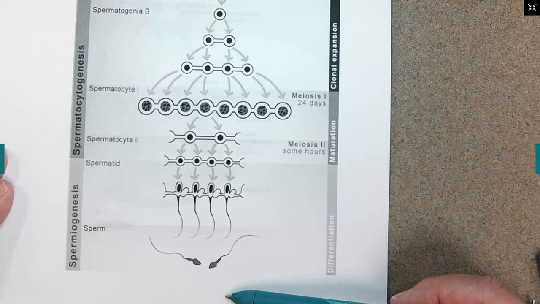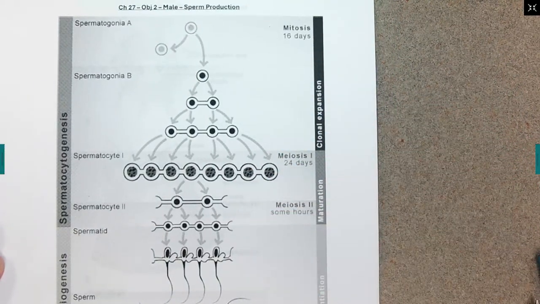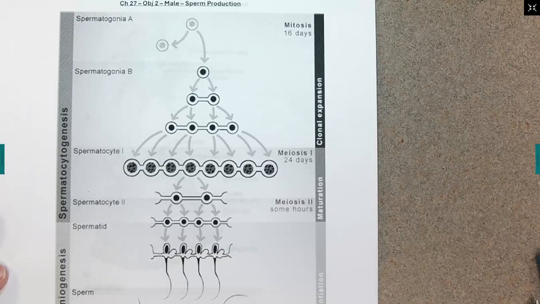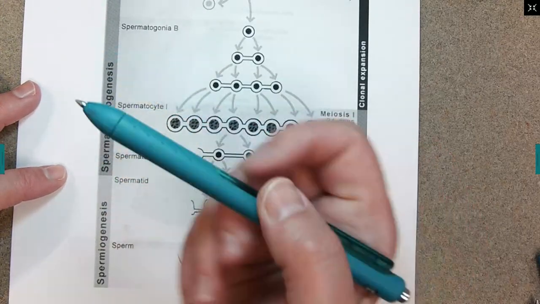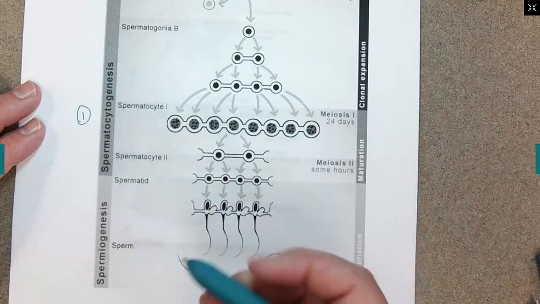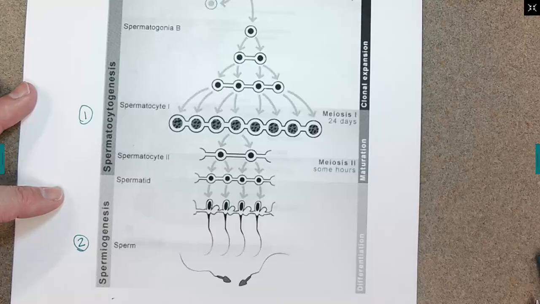This is your male sperm production. So you've got two main processes involved in sperm production. You have spermatocytogenesis, and then you have spermiogenesis. So those are your two main processes.